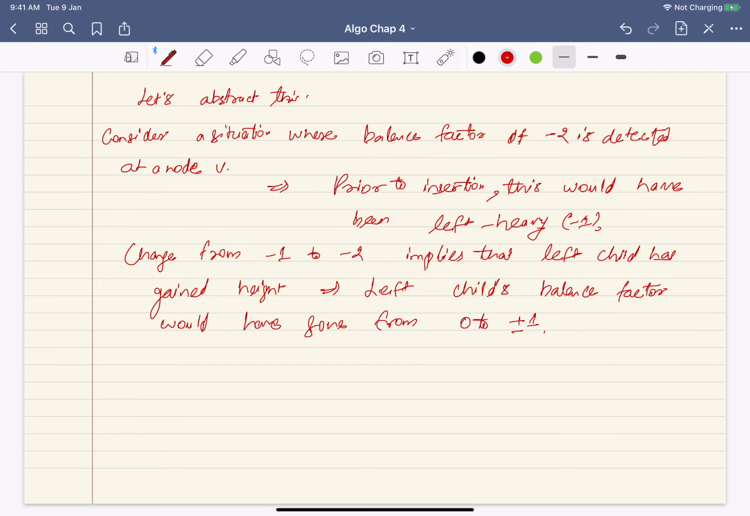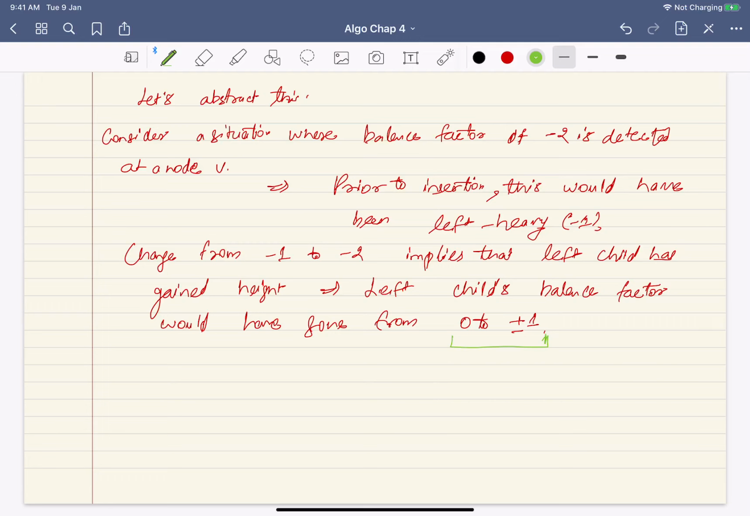Otherwise this cannot happen. Because it is becoming minus 2, that means the left subtree is heavier, and that means it has gained height, and gaining height can only happen when you go from 0 to plus or minus 1. This is what we have discussed, right? If it goes from plus or minus 1 to 0, that means you have not gained height.